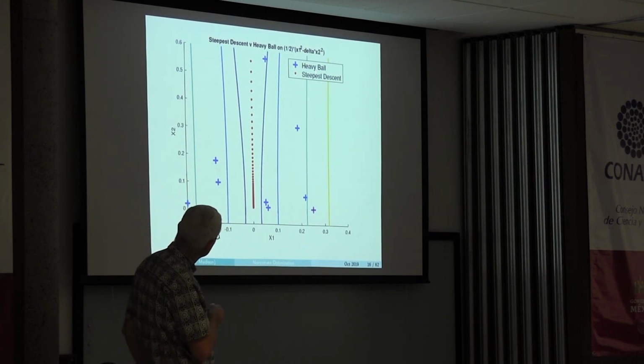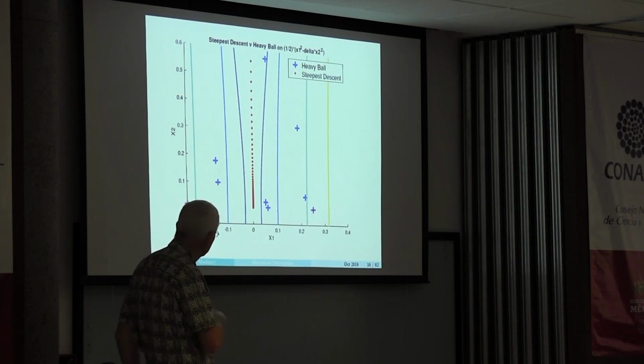So if I apply steepest descent starting from this point here, it moves very close to 0, 0, and then very, very slowly it moves away along the x2 axis. But it takes a long time to escape from the saddle point, many iterations, right?